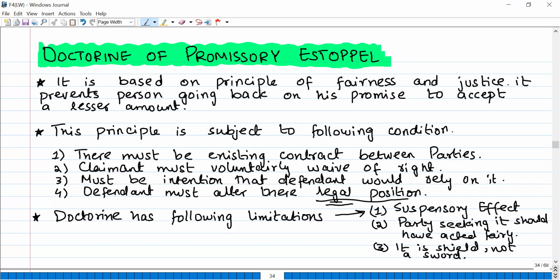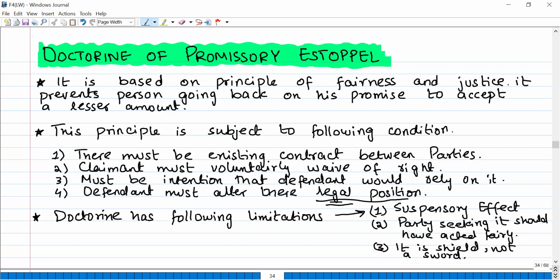There must be an intention that the defendant would rely on it. The defendant, who was Mr. A, should rely on that promise. Was he relying on that in this case? Yes, he was relying on the promise. And the defendant must alter their legal position. Mr. A changed his legal position. The contract between the tenants that he had, he reduced the rent. Before that, his legal contract was that he was getting, let's say, 100 pounds from the tenants, but after relying on the promise, he's now just getting 60 pounds. So he has changed his legal position with the tenants as well. If these four conditions are there, then the doctrine of promissory estoppel applies, which was there in this case that we just studied.